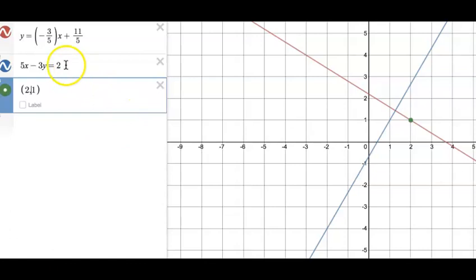And here are the two graphs, the one we just found. Y is negative 3/5 x plus 11/5 in red. And 5x minus 3y equals 2. It sure looks like they're perpendicular, and you'll notice the red line goes to our point of interest, which is 2, 1. And that will conclude this lesson.